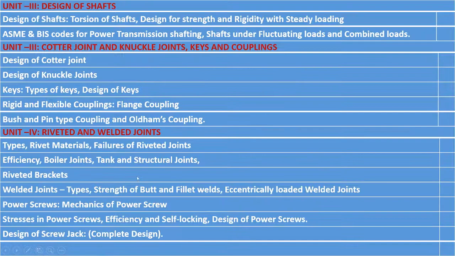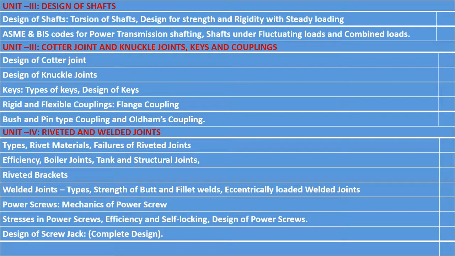Okay? Next, unit 3. So, it is a design of shafts, which is to be based on the strength and rigidity with steady loading. Next, ASME and BIS codes for power transmission shafting and shafts under fluctuating loads and combined loads. In unit 3, you have one more chapter, that is cotter joint and knuckle joints, keys and couplings.